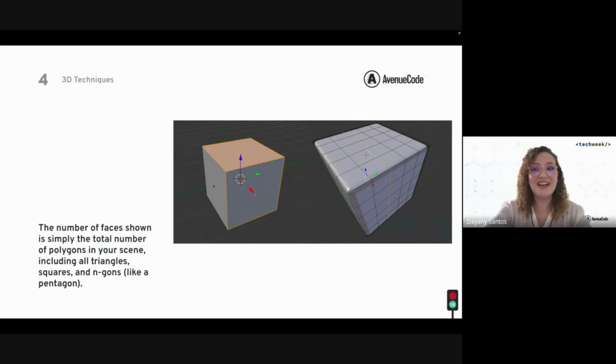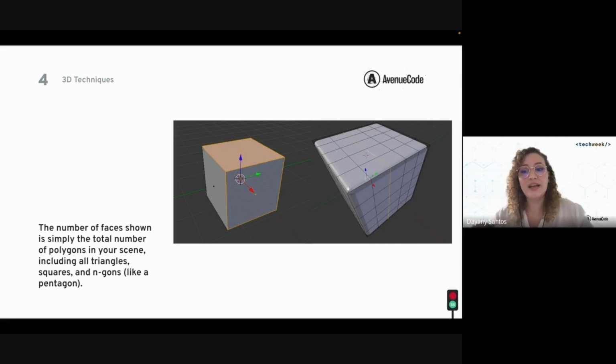Okay, but what is a polygon? Talking about 3D objects, the number of faces shown is simply the total number of polygons in the scene, including all triangles, squares, and n-gons like pentagons. So here we have a cube. And in a cube, we all know that it has 6 faces. So on the left image, we have 6 polygons.